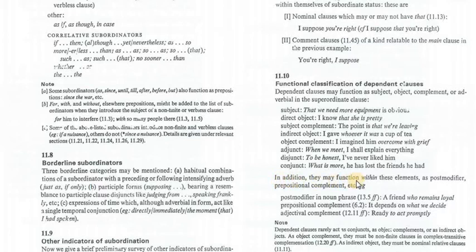Now in addition they may function with these elements as a post modifier or prepositional complement. ممكن أيضا أن تعمل dependent clause في موقع الpost modifier. وأقصد بالpost modifier وصف الاسم اللي يأتي بعده، وprepositional complement اللي هي تتم بحرف الجر. For example, post modifier in a noun phrase: a friend who remains loyal. This is not a sentence، هذه عبارة اسمية. Who remains loyal is a dependent clause وهي وصف لكلمة friend. فأنا ممكن أن أضعها في جملة: a friend who remains loyal is rare these days. الصديق اللي يبقى وفي هو نادر هذه الأيام.